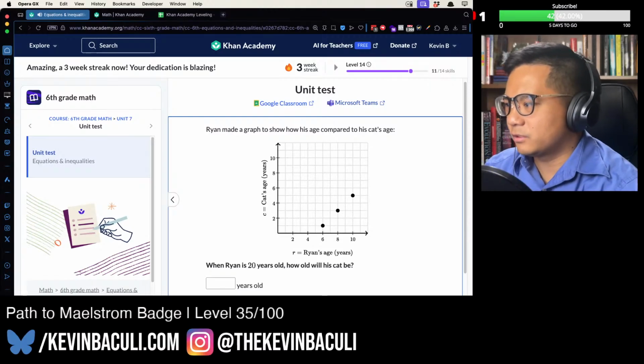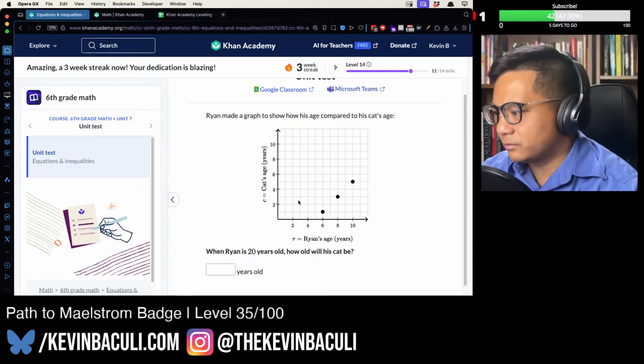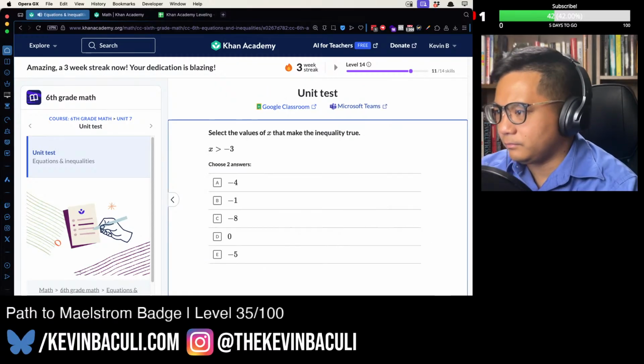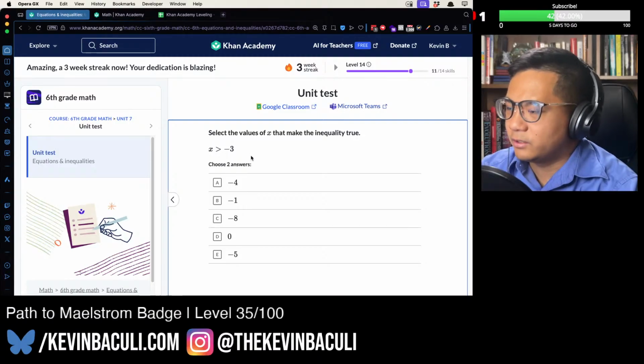My graph shows age compared to his cat's age. He's 20 years old. It's like divided by 6. No, minus 5. Minus 5. Minus 5. Greater than negative 3.